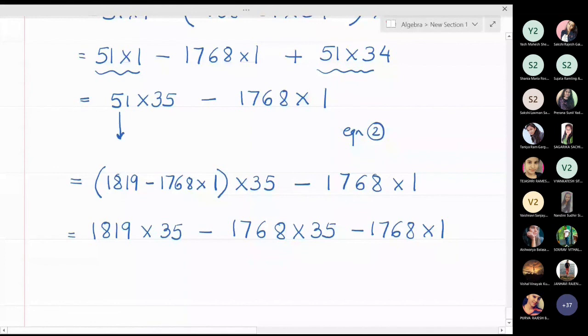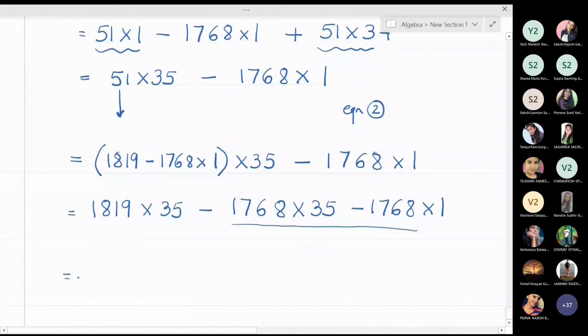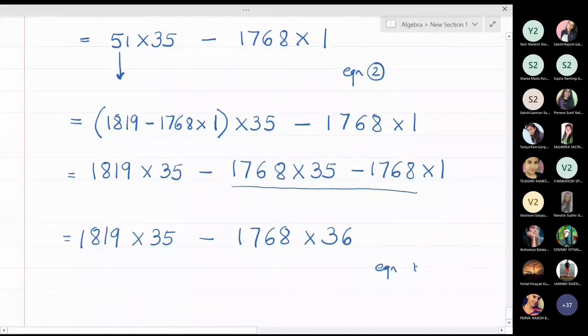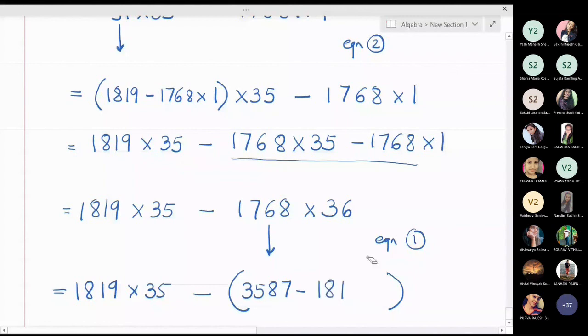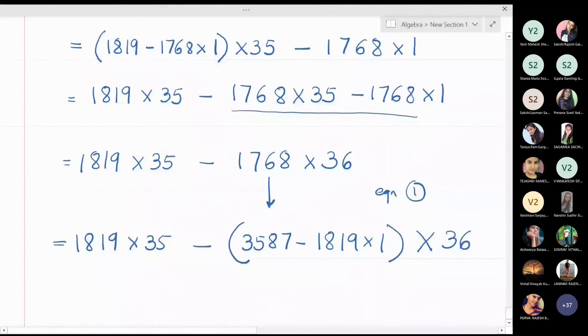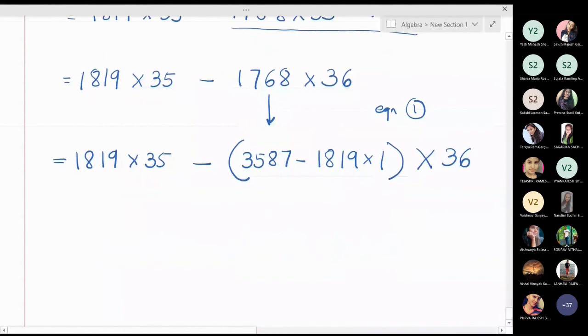Now we have expressed it as a linear combination of 1819 and 1768, which means that it is time to move to equation 1 and eliminate the remainder 1768. 1768 from equation 1 can be written as 3587 minus 1819 into 1. So I will write that step over here now. 1819 multiplied by 35 minus, in the bracket, the replacement of 1768, which is 3587 minus 1819 multiplied by 1, multiplied by, outside the bracket, 36. Now I'm going to simplify this: 1819 into 35 minus 3587 multiplied by 36 plus, the minus and minus becoming plus, 1819 multiplied by 36 into 1.